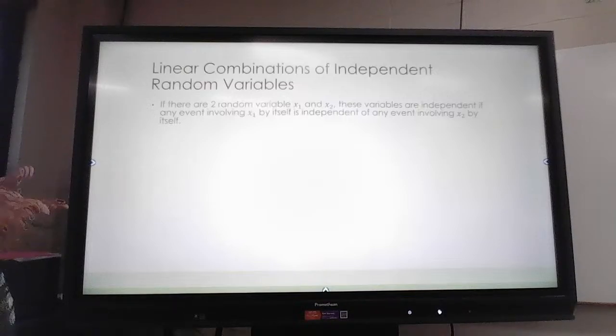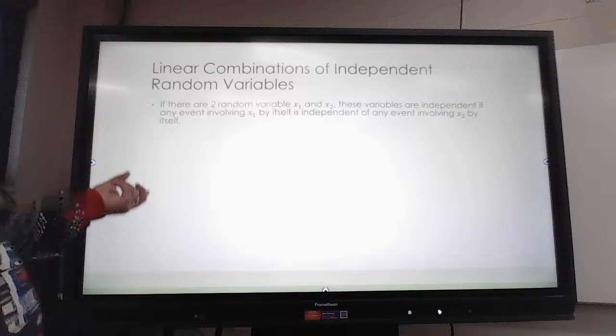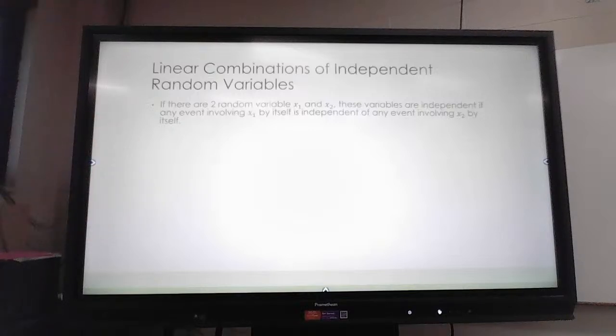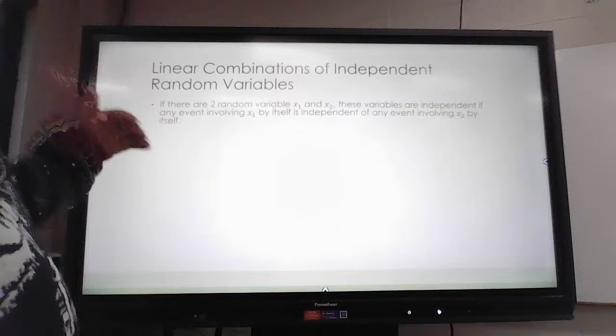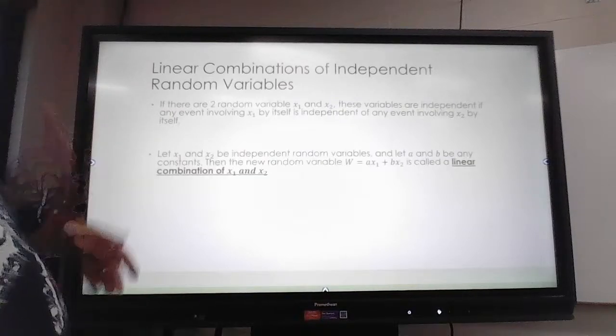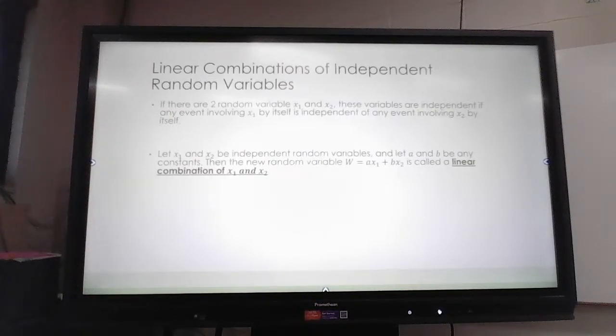Now, these variables would be considered independent if any event involving the first variable by itself is independent of any event involving the second one. That's just to establish that these random variables are independent. Now, if I combine them in any such way, I also get a new random variable, W, given as aX1 plus bX2. That's called a linear combination of X1 and X2.